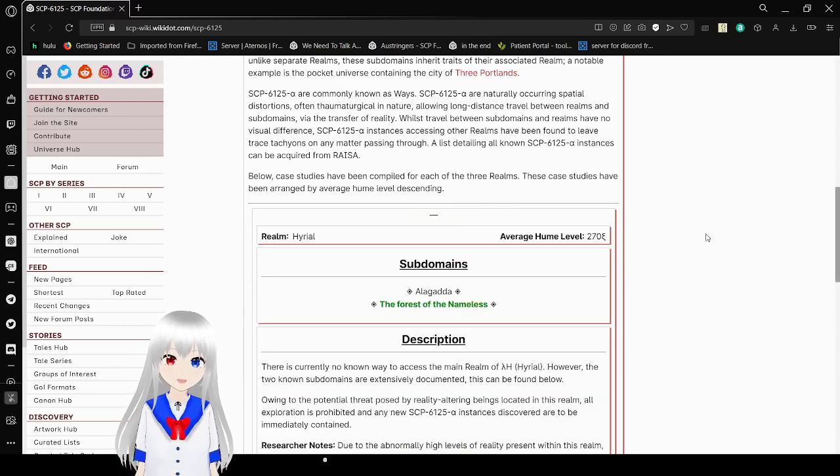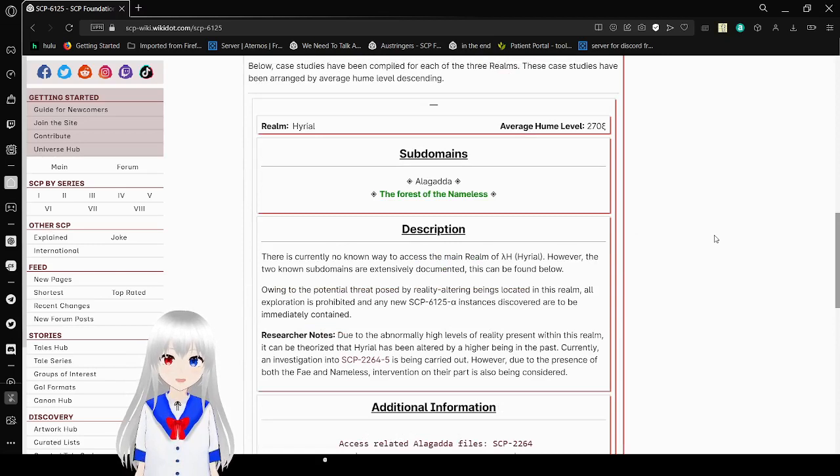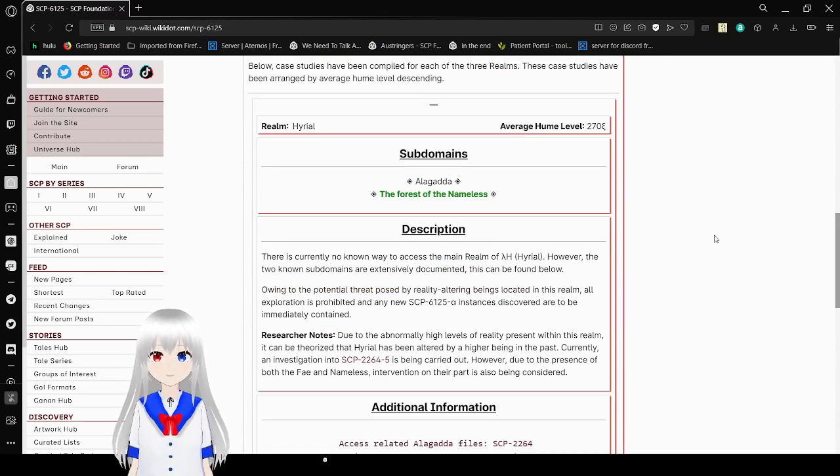The first realm is called Hyrule. Its average human level is 270 humes. And yes, as a unit of measurement, not an 8 at the end there. I made that mistake yesterday. Anyway, the subdomains are Alagada and the Forest of the Nameless. There are currently no known ways to access the main realm of Hyrule. However, the two known subdomains are extensively documented. This can be found below.